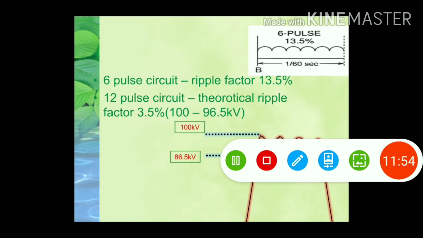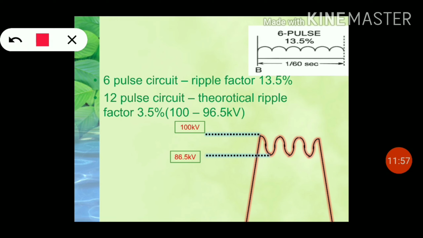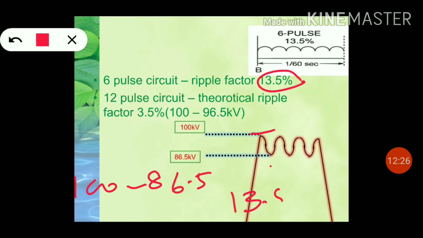6 pulse. Now the ripple factor of a 6 pulse circuit is 13.5%, because 100 kV voltage will fluctuate between 86.5 kV. So 100 is the maximum, then it will fluctuate to 86.5 kV, then again it will go to 100. So what will be its ripple factor? 100 minus 86.5, that will be 13.5%. Okay. So the ripple factor is 13.5.